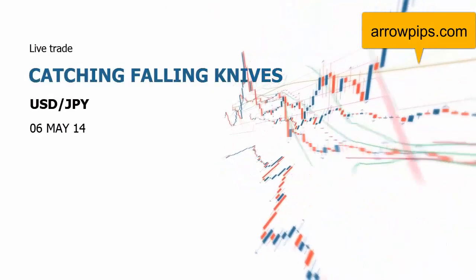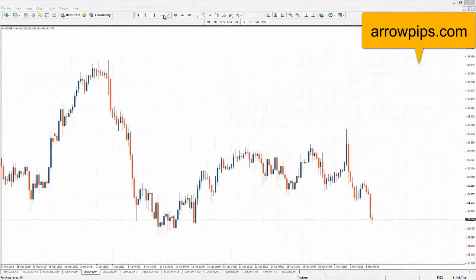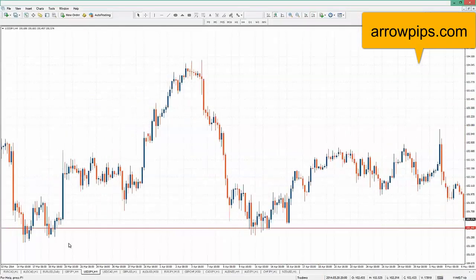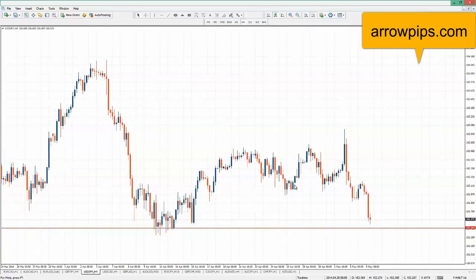Hi traders, we're looking at trading the falling knife method on the dollar yen. This is a 4-hour chart and we've got this key area of support. CSP act as resistance and support along the way here.